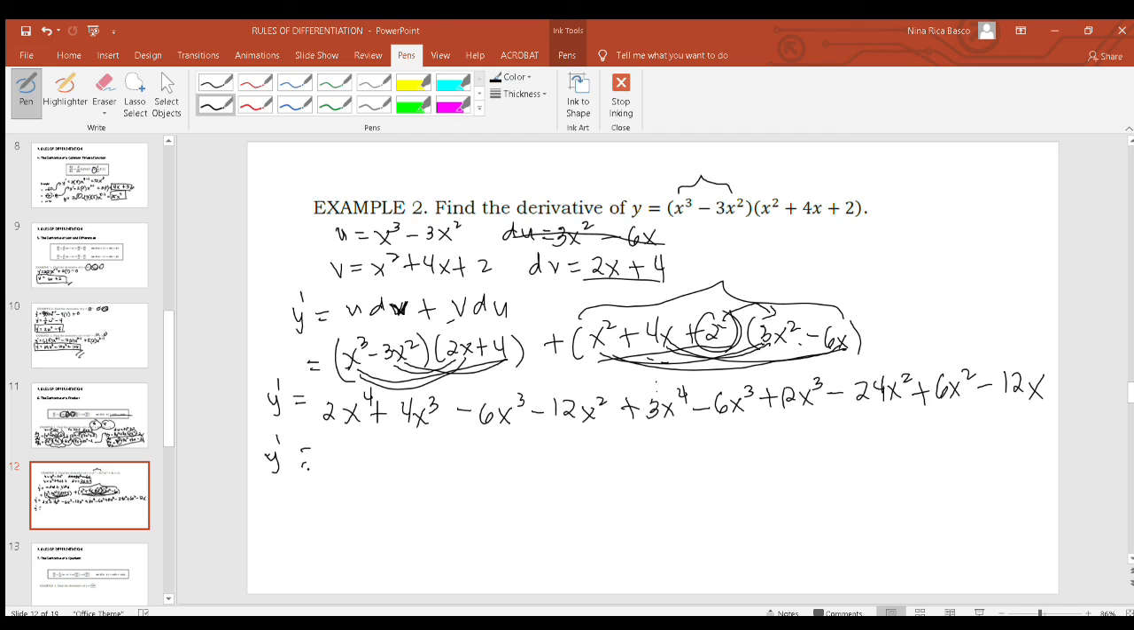Let's combine like terms. What we consider for like terms is the variable and its exponent, whichever are the same. Let's start with the highest power, which is x raised to 4. What is the same as our x raised to 4 is the first term and the fifth term, which is 3x raised to 4. Let's combine that. 2x raised to 4 plus 3x raised to 4 is 5x raised to 4.